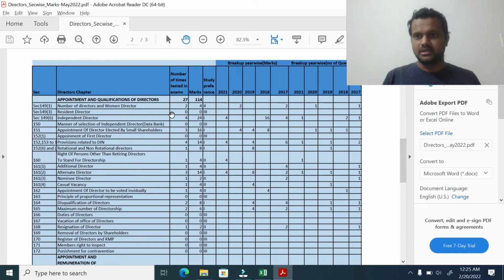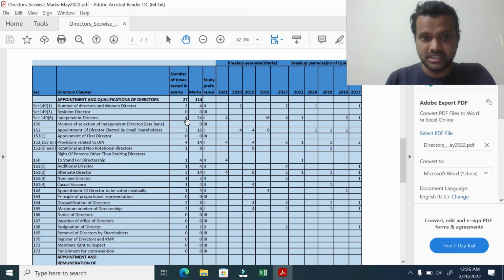And with an example, I can conclude this video, and you can go through this spreadsheet. I hope this spreadsheet will be very, very useful, and you can download it. It is available in the description. Take one example here, that is independent director. If you see independent director, the marks allocated to this particular section are 24 marks, and the number of times tested is 4 times. 24 divided by 4 means 6 marks every time the question was asked. So it is most important, and that is the reason why I have given study preference as 1.